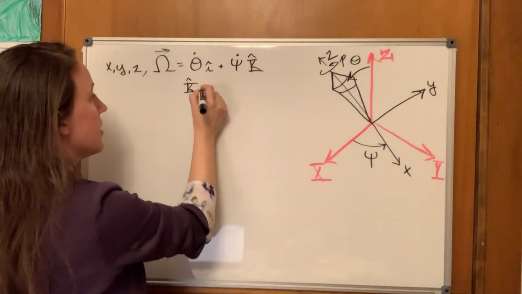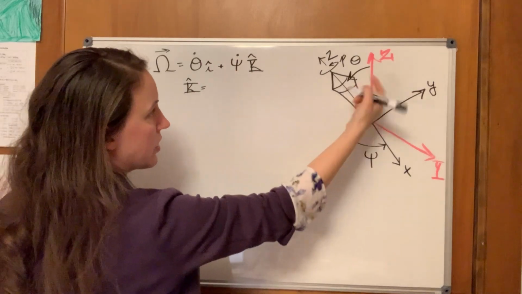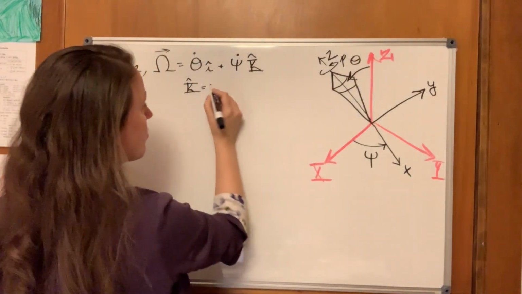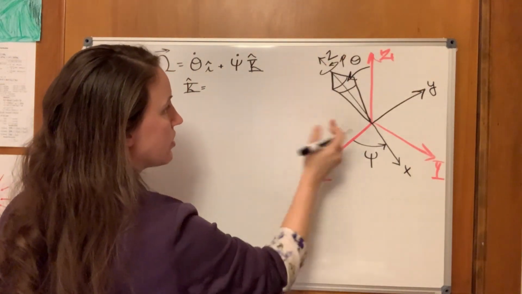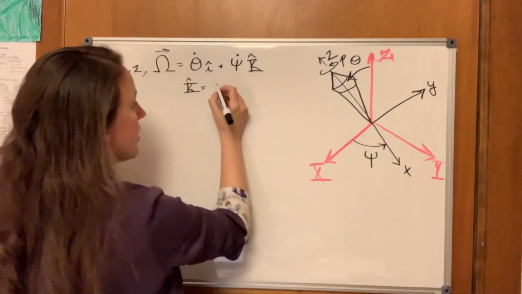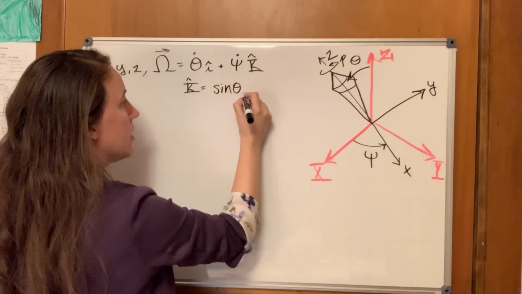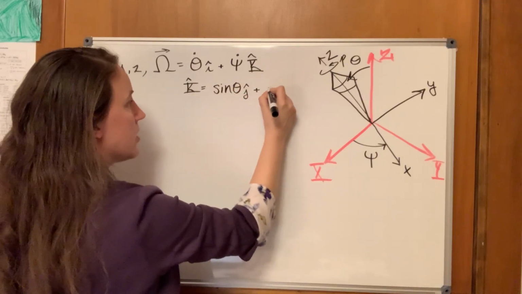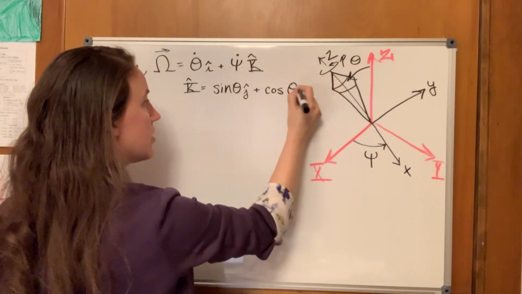So big K hat is going to be equal to positive in the y direction and positive in the z direction. Let's start with the y. That's going to be sine of theta in the j direction, plus our positive component in the z direction, which is going to have a cosine term.